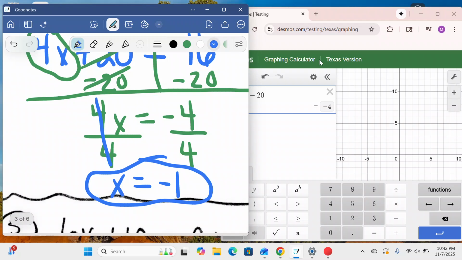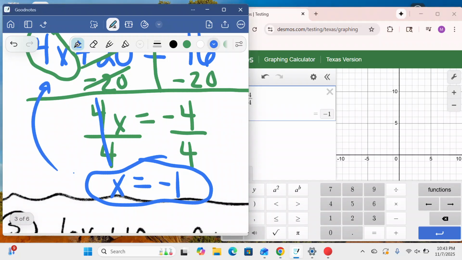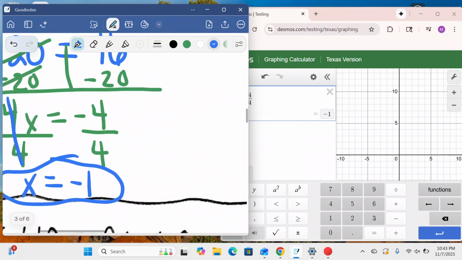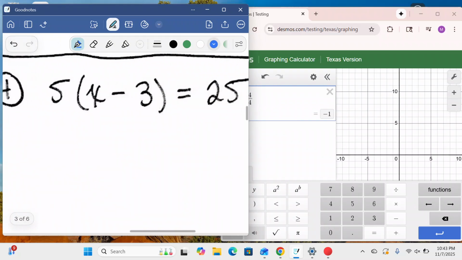Now, if I don't know what negative 4 divided by 4 is, all I have to do is input it into my decimals, negative 4 divided by 4, and it gives me negative 1, which is my answer. And then if I want to check it, all I do is substitute into the original equation, and that will give me the correct answer. So we are going to do one similar, which is number 4.